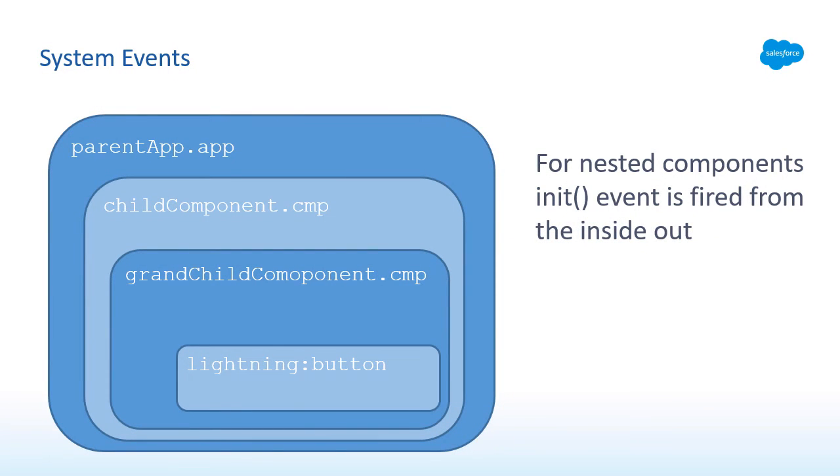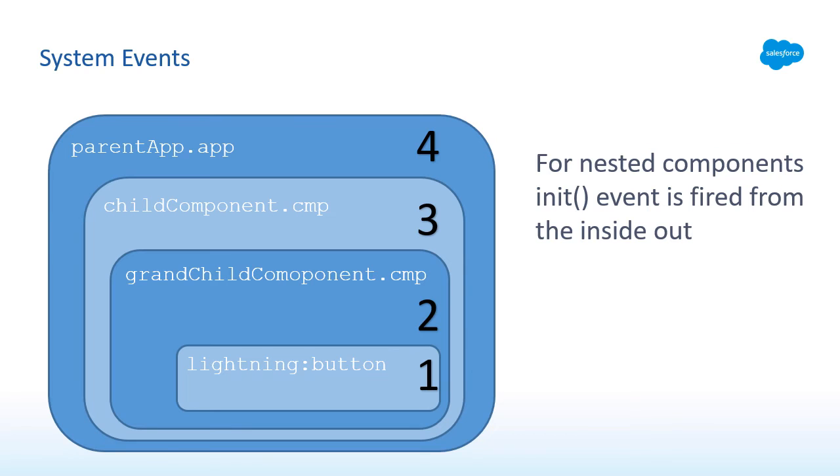The order in which things initialize is important. You're going to have a hierarchy: grandparent, parent, child, and in this case, all the way down to a lightning button, which is its own component. If you were to guess which thing initializes first, you might guess that the parent app would go first, and then its child and its grandchild. And you would be wrong, because it initializes from the inside out. If you load this page, the very first thing that's going to initialize is the lightning button, and then the grandchild, and then the child, and then the parent.